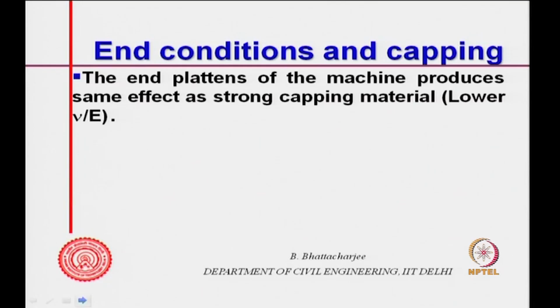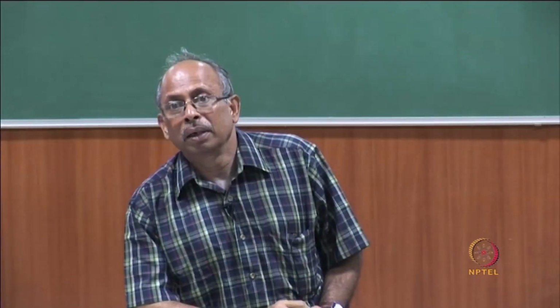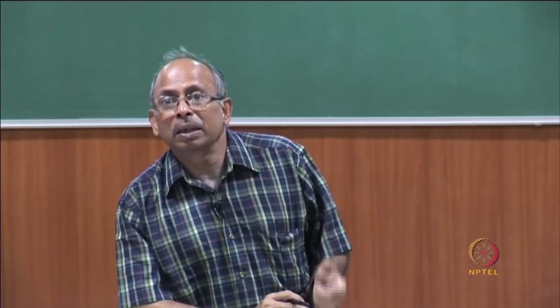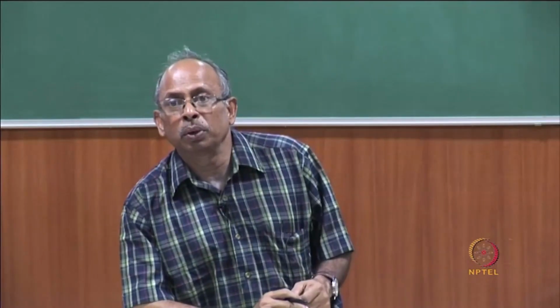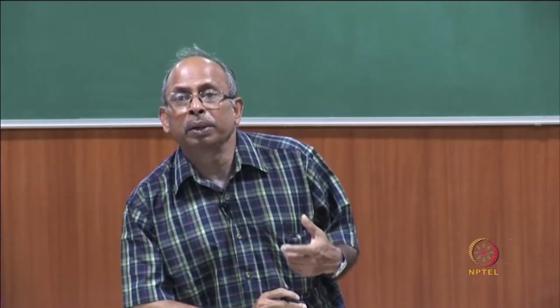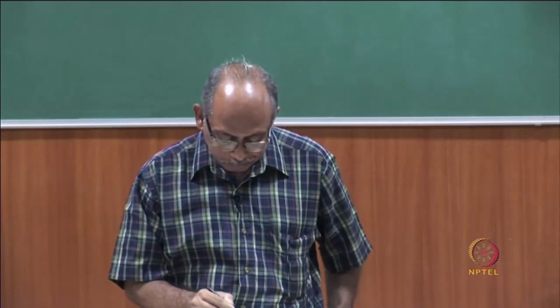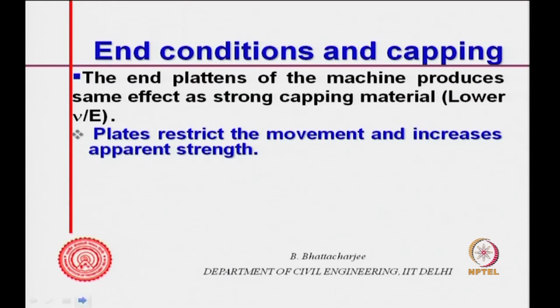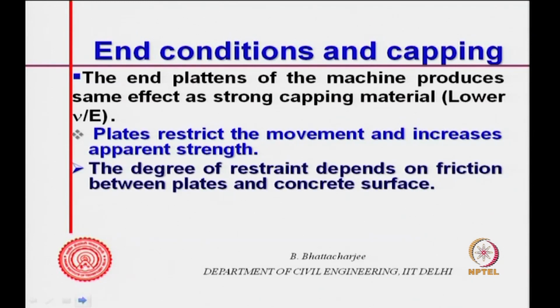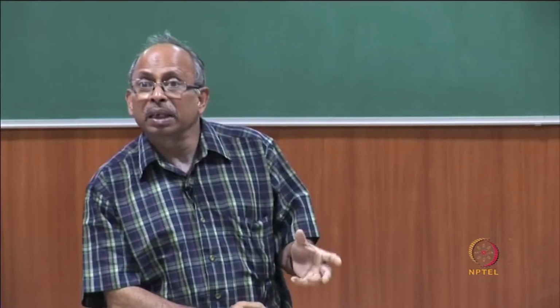So, regarding the capping, end platens, machine platens: steel is a strong material, and its Poisson's ratio divided by modulus of elasticity is relatively low if there is no capping material. Therefore, the plate restricts the movement and increases the apparent strength, and the degree of restraint depends on friction between the plates and the concrete surface. So, that is why everything has to be standardized.